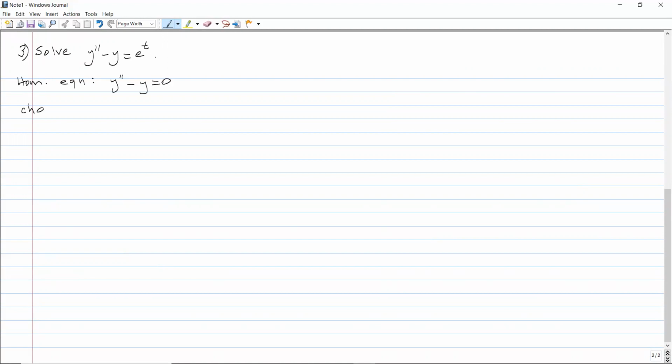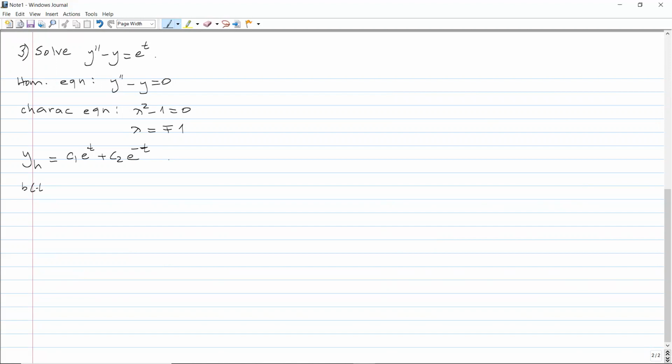And for the homogeneous equation, we write the characteristic equation. Lambda squared minus 1 equal to 0. So lambda is plus or minus 1. So that means the general solution of the homogeneous equation is C1 e to the t plus C2 e to the minus t. For lambda equals plus 1, we have e to the t, and for lambda equals minus 1, we have e to the minus t. So we take a linear combination to get the general solution of the homogeneous equation.